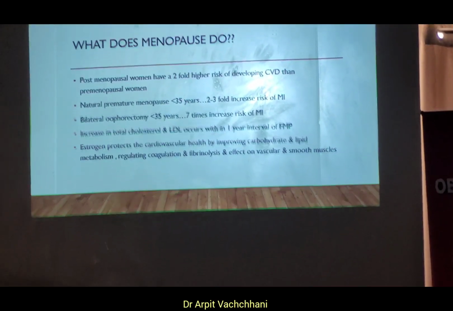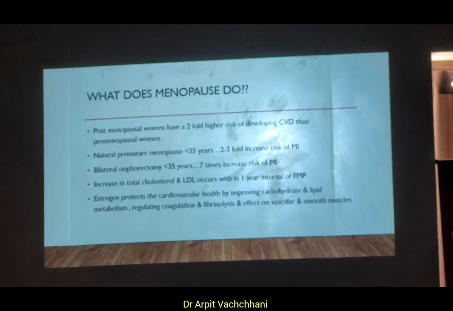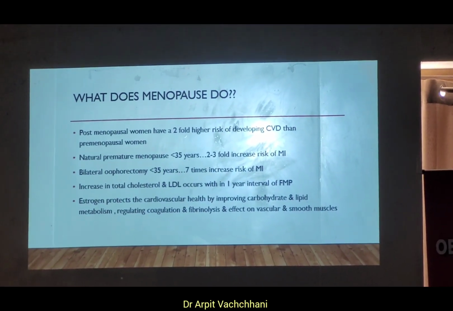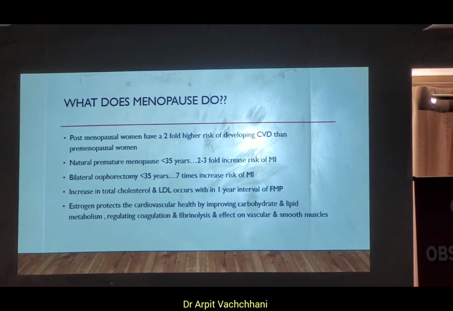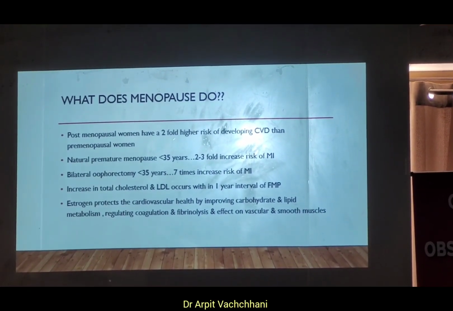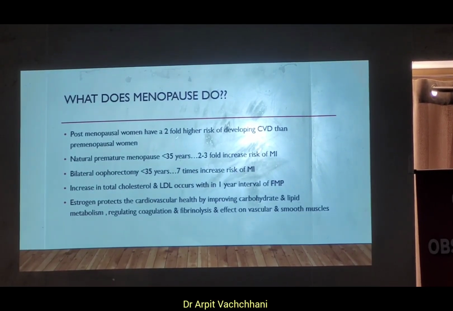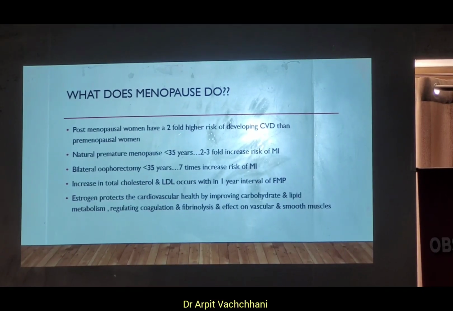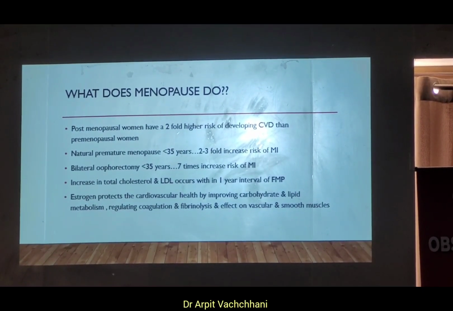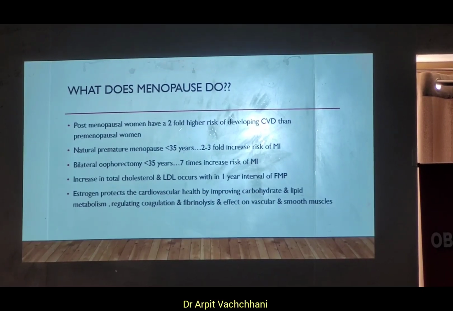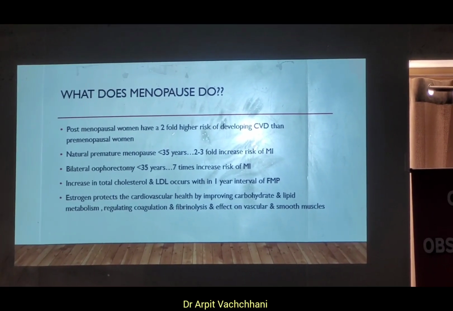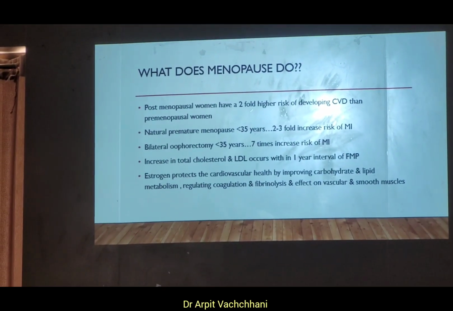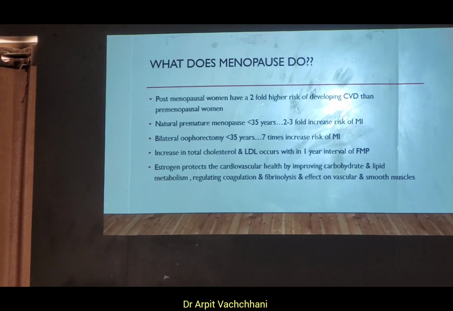So postmenopausal women have a twofold higher risk of developing CVD than premenopausal women. Natural premature menopause before 35 years has a 2 to 3-fold increased risk of MI, whereas bilateral oophorectomy before 35 years carries a 7 times increased risk of MI. Now can anybody tell me what is the difference between these two? Natural premature menopause, 2 to 3-fold increase, while bilateral oophorectomy, 7 times increase. Why is it so? Because there is no androgen that is converted into estrogen. So that is the take-home message.